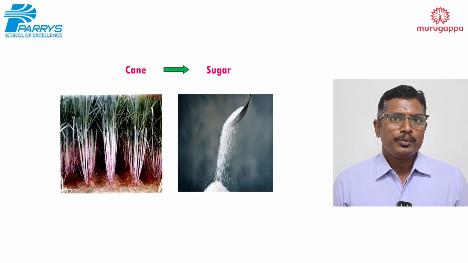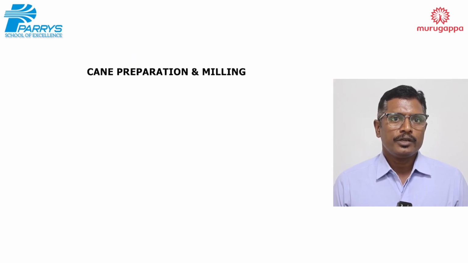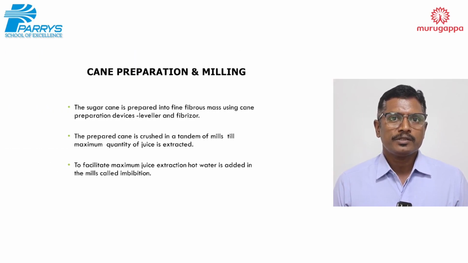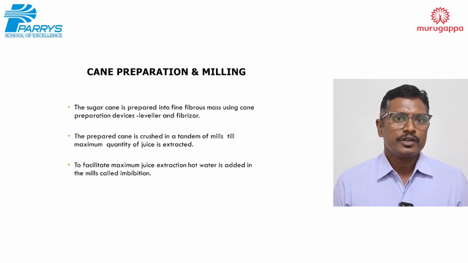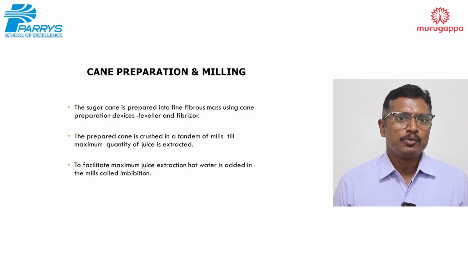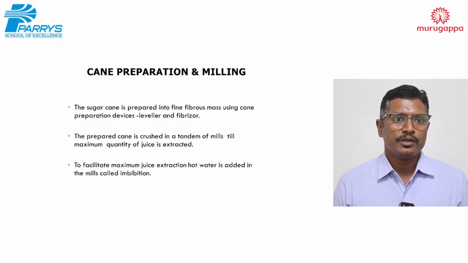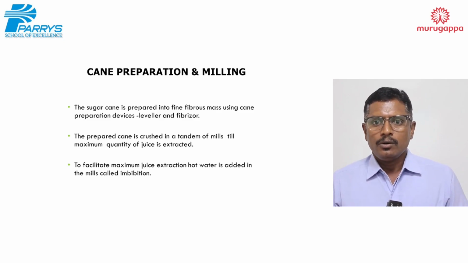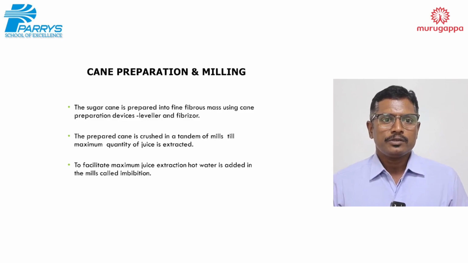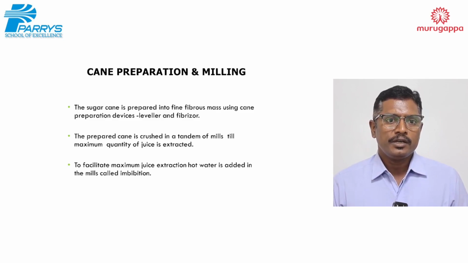In cane preparation and milling, the sugar cane is prepared into fine fibrous mass, as I said already, using cane preparing devices like leveler, fiberizer, cutters, etc. The prepared cane is crushed in a tandem where maximum quantity of juice is extracted. To facilitate maximum juice extraction, hot water is added in the mills, which we call technically as imbibition.